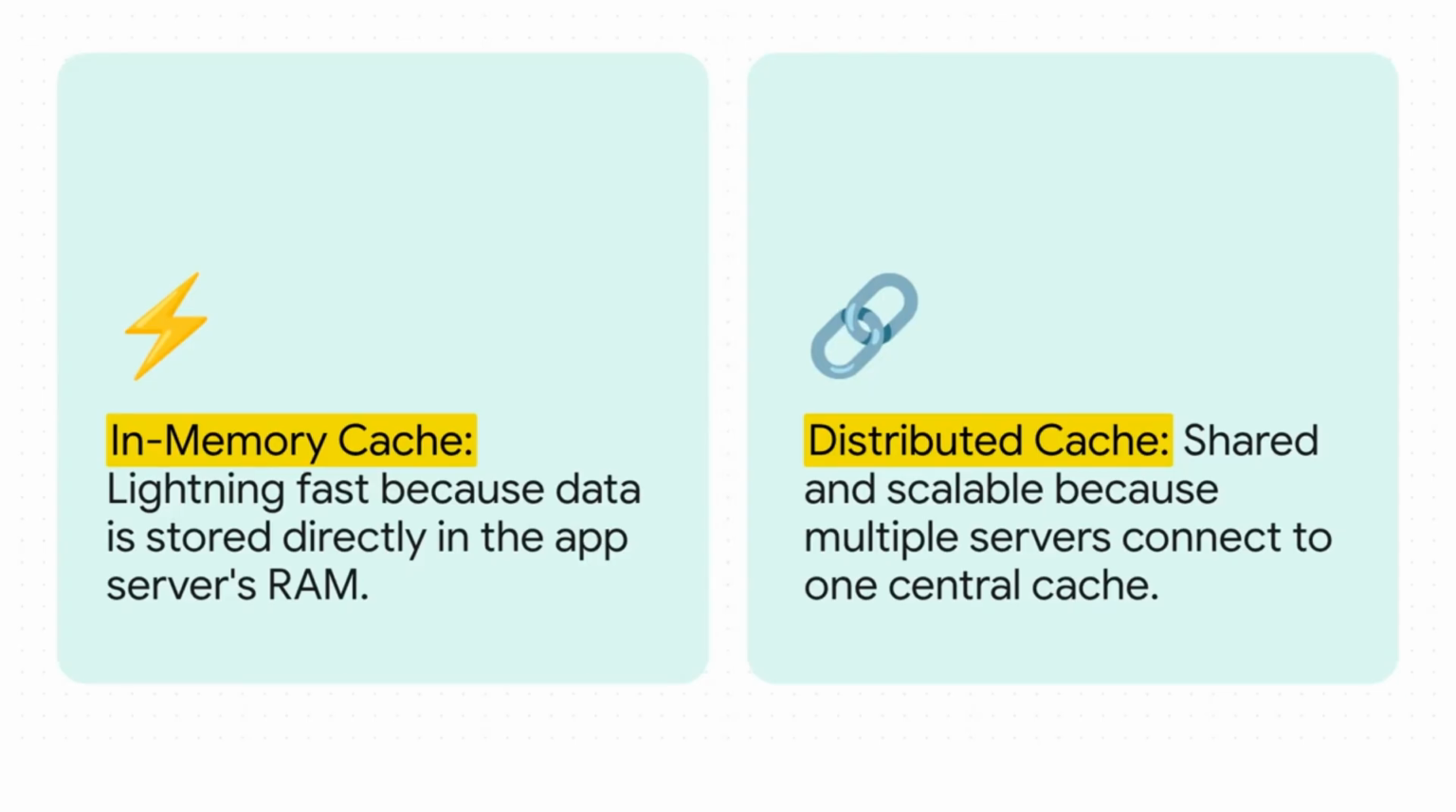So let's break that down. On one side, you've got the in-memory cache. Its core strength, blazing, incredible speed. On the other side, you have the distributed cache. Its superpower, it's shared, and it can scale like crazy. It really is a classic showdown. Pure, raw speed versus a system that's built to share and grow.